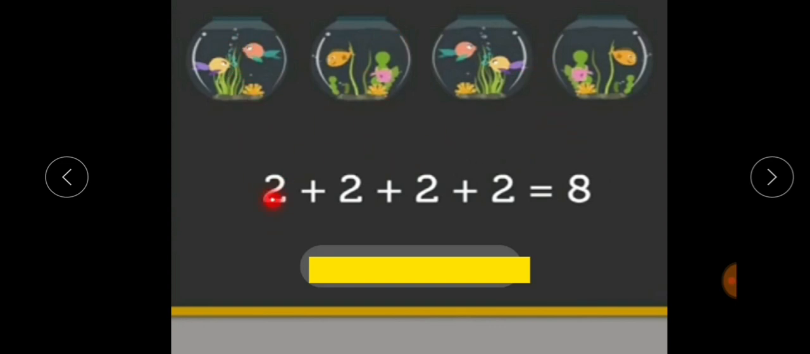Here in the first ball, there are 2 fish. Second ball, again 2. Third ball, again 2. And fourth ball, again 2. Right? Then we will add to get the total number of fish. That means 2 plus 2 plus 2 plus 2 is equal to 8.